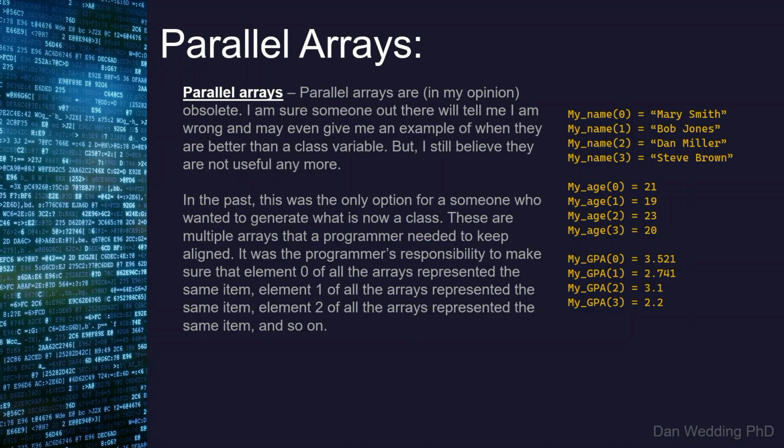In the past, this was the only option for someone who wanted to generate what is now a class. These are multiple arrays that a programmer needs to keep aligned. It was the programmer's responsibility to make sure that element 0 of all the arrays represented the same item. Element 1 of all the arrays represented the same item. Element 2 of all the arrays represented the same item, and so on.